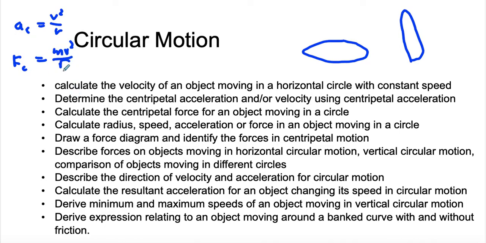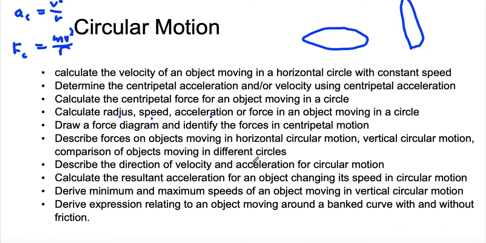Okay, so those are your expressions that you are going to be using. And you can get velocity, or you can get acceleration, or you can get force. And sometimes you may even get r or mass. So calculate the centripetal force, calculate the radius, the speed, the acceleration of an object moving in a circle using these equations. Draw a force diagram on this.